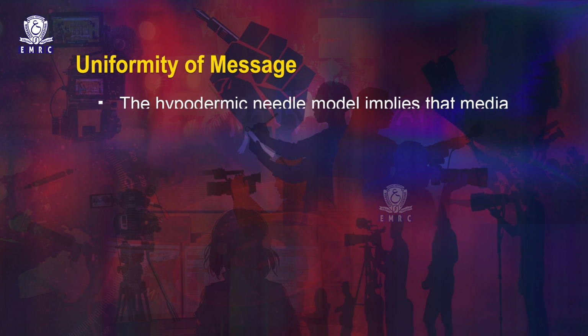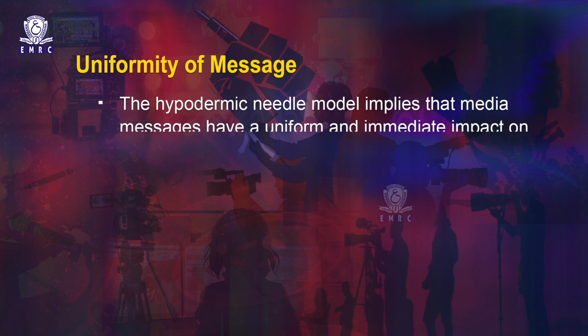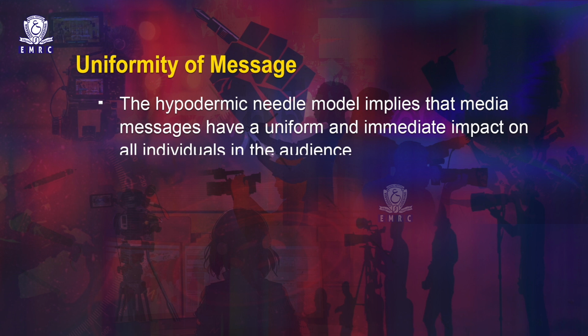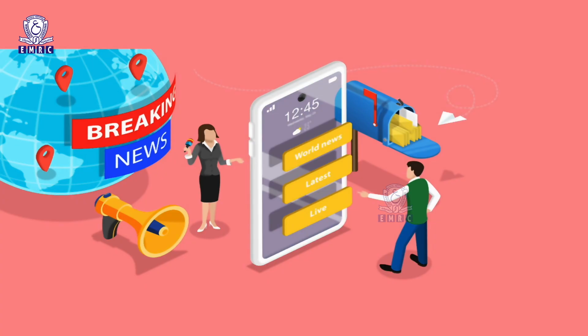Uniformity of message. The Hypodermic Needle Model implies that media messages have a uniform and immediate impact on all individuals in the audience. Propaganda reinforces this idea by crafting messages that are intentionally simplistic, repetitive, and designed to reach a wide audience. This uniformity is essential for propagandists seeking to create a shared perception among the masses.